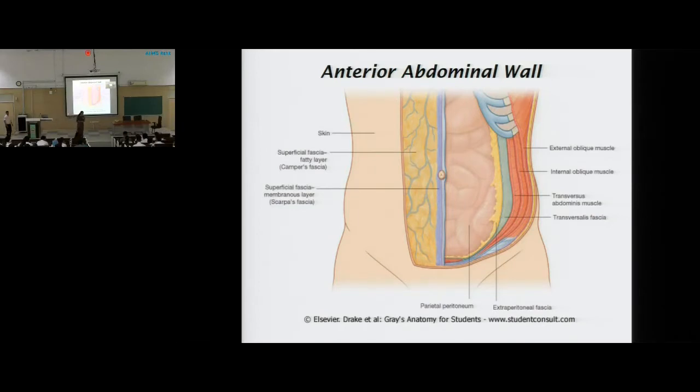Superficial fascia is here. The outer layer is known as the fatty fascia, and the inner layer is known as the membranous fascia. Then we have the layer of muscles, and after the layers of muscles we have the connective tissue, the extra-peritoneal connective tissue, and then the peritoneum. So everyone of you knows about these layers? You'll be able to enumerate them.